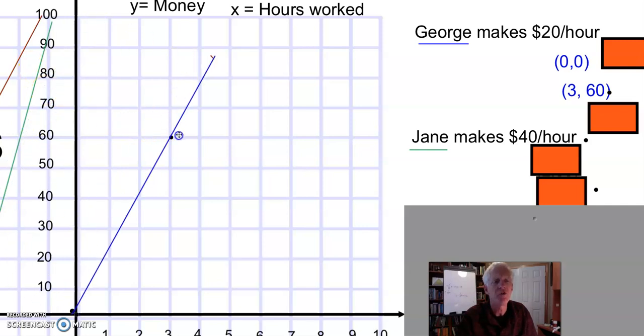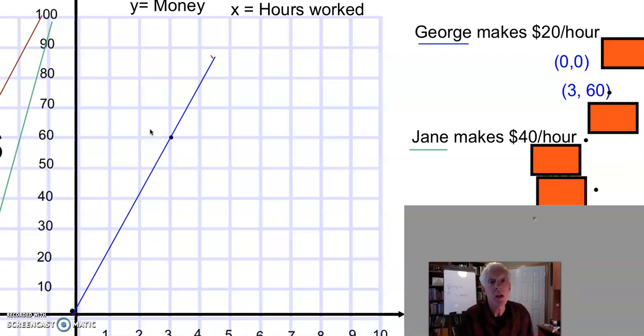I could put this line just like that, and that makes perfect sense. If he works for 0 hours, he makes nothing. If he works for 3 hours, he gets 60. If he worked for 4, he'd get 80, and on and on and on. There are an infinite number of hours he can work. We just put these 2 points on this line. So there's George's line that shows how much he makes for how long he works.